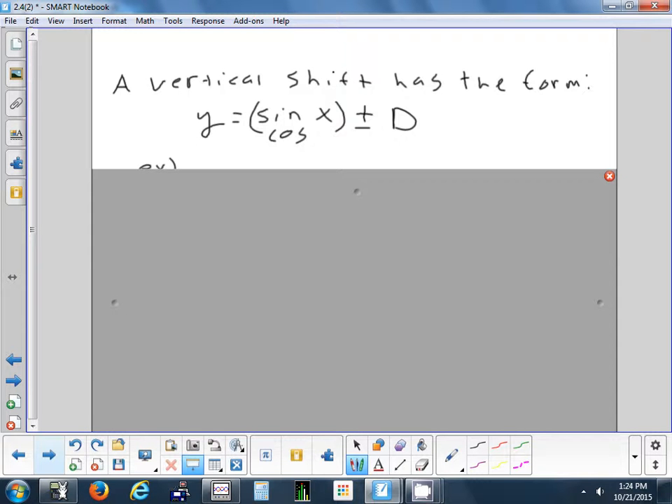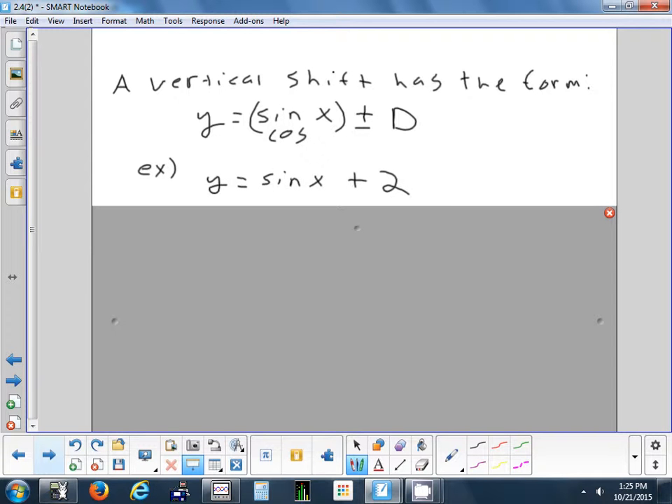All right, so what's the difference here between this and a phase shift? Phase shift has plus or minus a number at the end, just like this one. But one small but really important difference: it's not on the inside of the parentheses. It's not like this. That's a phase shift. That's a vertical shift.